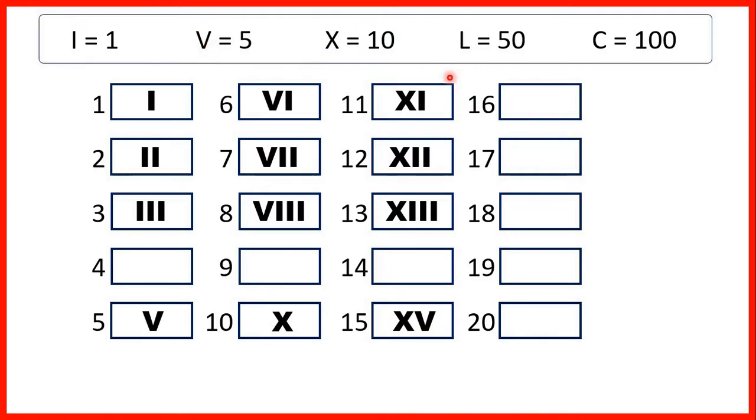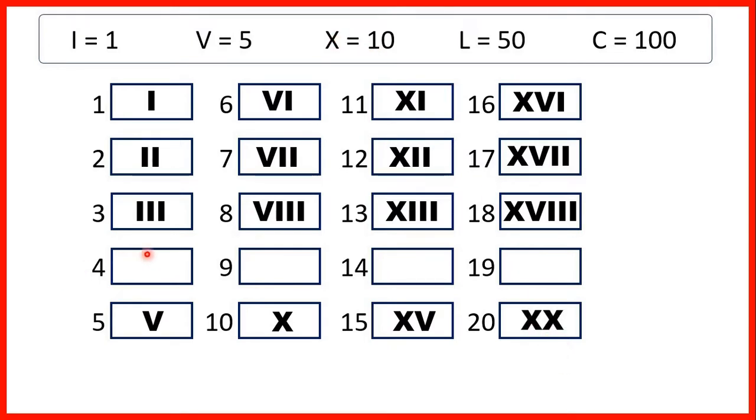16, they thought of as 10 plus 5 plus 1, so that's X, then V, then I, because 10 plus 5 plus 1 is 16. 17, they did 10, then 5, then 2, so that's X, then V, then 2 I's. 18, they did X, V, then 3 I's, because 10 plus 5 plus 3 1s gives you 18. 19 we'll come back to, and then 20 is 2 10s, so they wrote 2 X's.